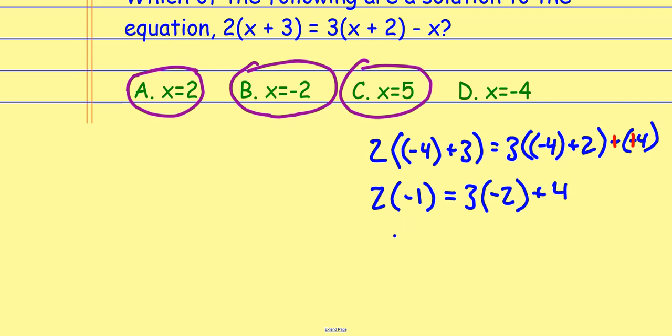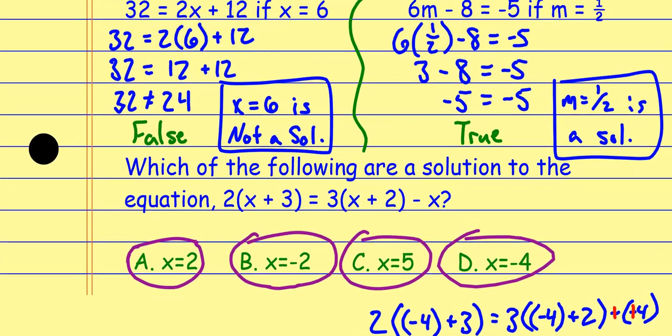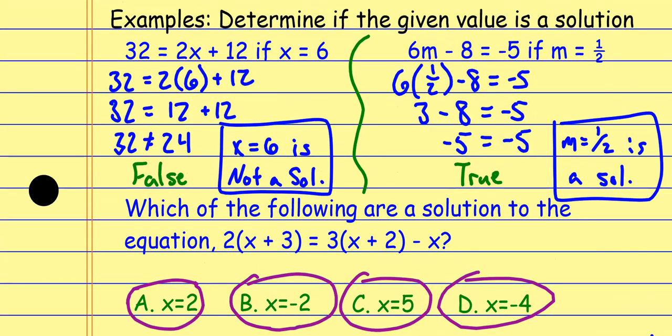Now I do the multiplication. Here I do the multiplication. And now let's do that addition. So I get a -2. -2 equals -2, another true statement, so another solution. So all of these happen to be a solution for the equation, okay? And so again, with equations, sometimes we only have one solution, but sometimes we have more than one solution, all right?